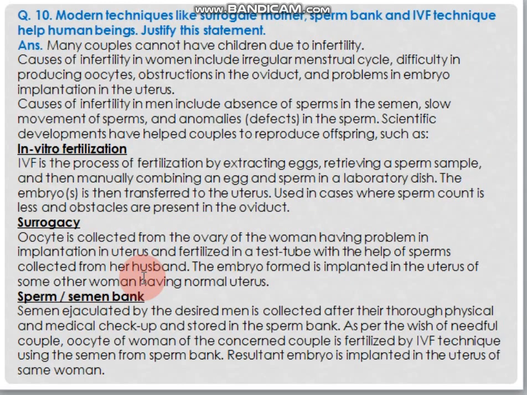Then we have modern techniques. Again, similar to what IVF we had studied about. Modern techniques like surrogate mother, sperm bank, and IVF techniques help human beings. Of course they do. Many couples are not able to have children, so they can use these methods to have babies. So it is very useful for us.